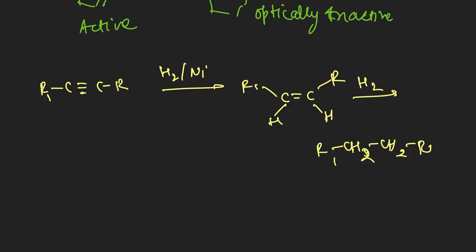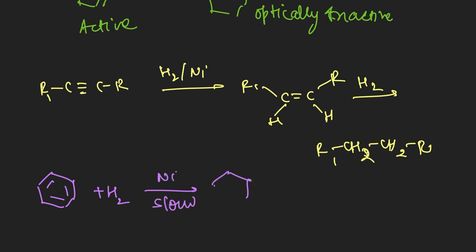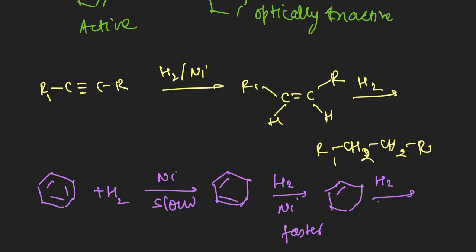Now, similarly, when benzene reacts with hydrogen in presence of nickel, it will be a slow reaction. Initially, the reaction will be slow because aromatic has to be converted into non-aromatic. Then hydrogen with nickel reacts faster, and again hydrogen with nickel reacts fastest among these. So this will form.